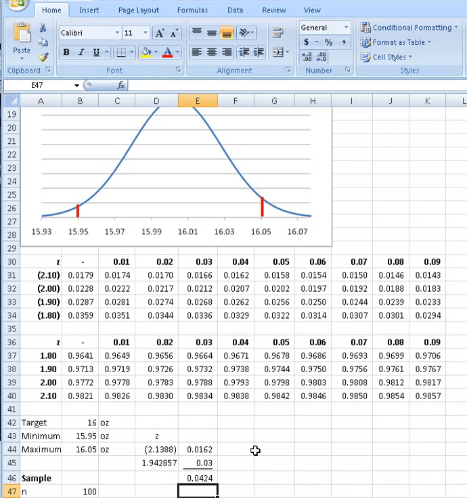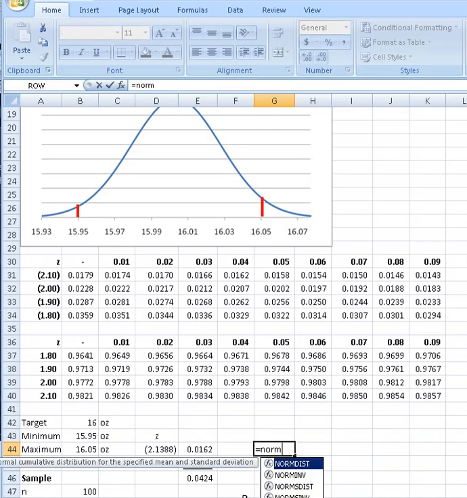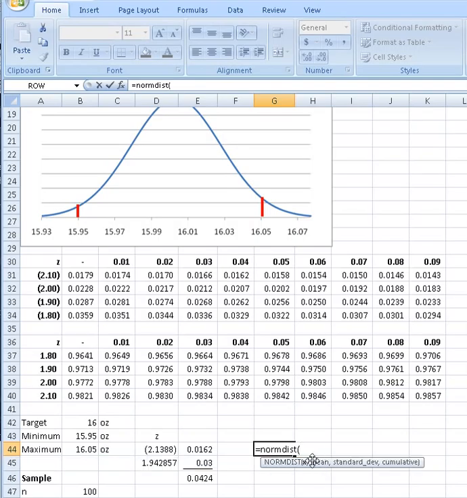It's a lot easier in many respects, although you have to keep the picture in mind still. And we'll use this NORM.DIST function I was talking about earlier. I'm going to use the version that is not the standard, it's the regular one, DIST. And it's asking me, first of all, for the value of x, then the mean and the standard deviation. So the value of x in the first case is 15.95. That's the lower limit.